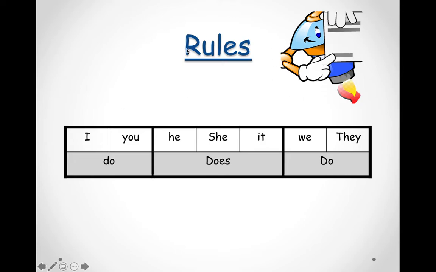Now, these are the rules. This will help you understand when to use the word do or when to use the word does. Okay, so for example, if I have I, you, we, or they, I will use the word do. If I have he, she, or it, I will use the word does.